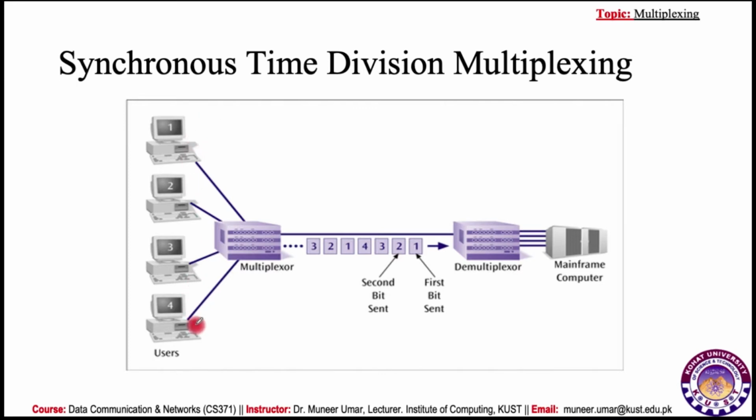Here we have 4 devices connected with a multiplexer, and if we look into these bits, suppose we are sending 1 bit. The time for transmission is taking only 1 bit from each user. So the first bit is from 1, then second bit is from 2, 3, and 4. It is completed. So again 1 will start, and similarly this cycle will continue until these devices stop their transmission.